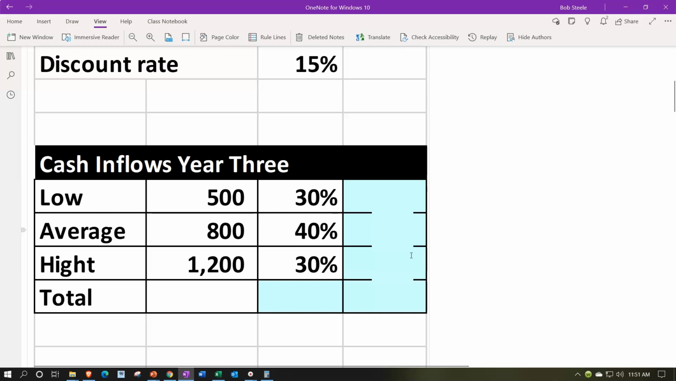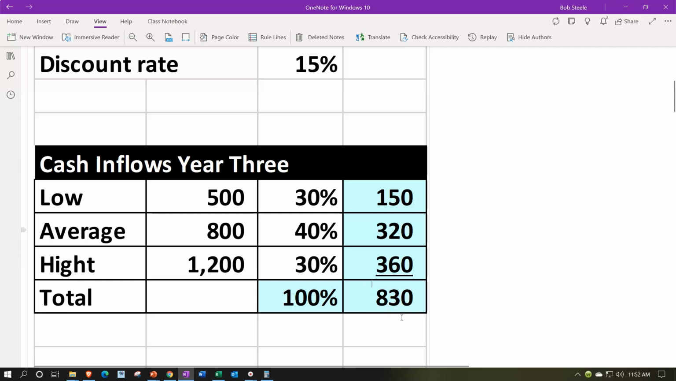And then we're going to say there was no income in year 2. We're projecting an unusual stream of income coming back, right? And then in year 3, we're going to get income. We're saying low, average, high: 500, 800, and 1,200, with percents of 30, 40, 30. So the 500 times the 30%, 150. 800 times the 40% is 320. The 1,200 times the 30% is 360. The percents add up to 100%, and the totals add up to the 830.